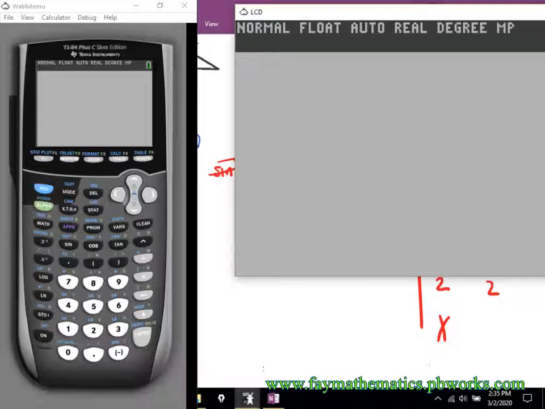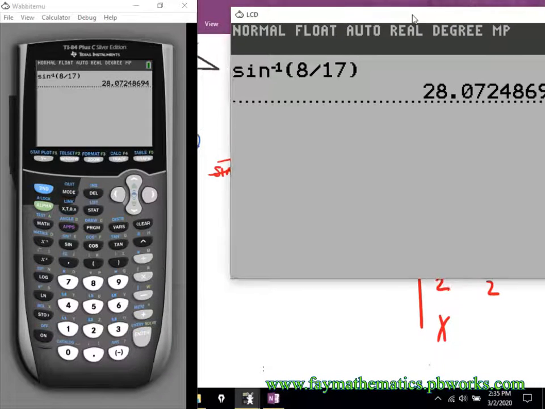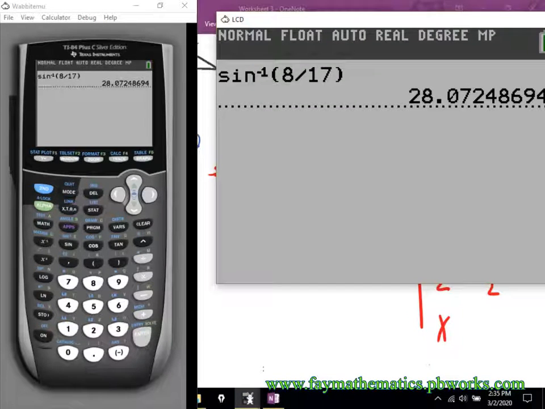And that just tells me I know that the answer that I get back should have a label of degrees. But you hit second sine, and then 8/17, and it should give you that 28 that Landon gave. Okay. Now you can use cosine and tangent as well, right? So that same process would work if we do cosine?